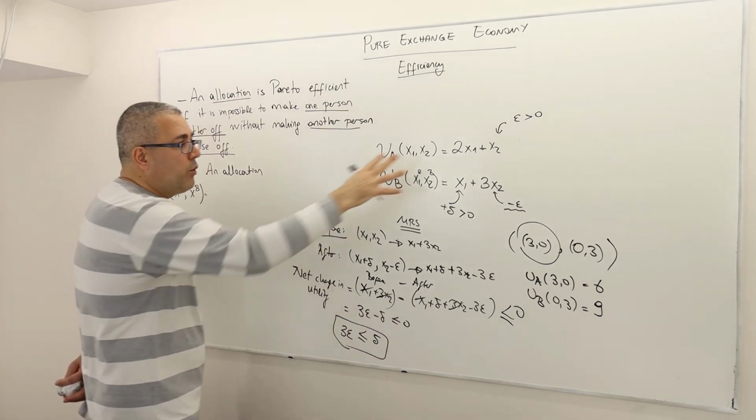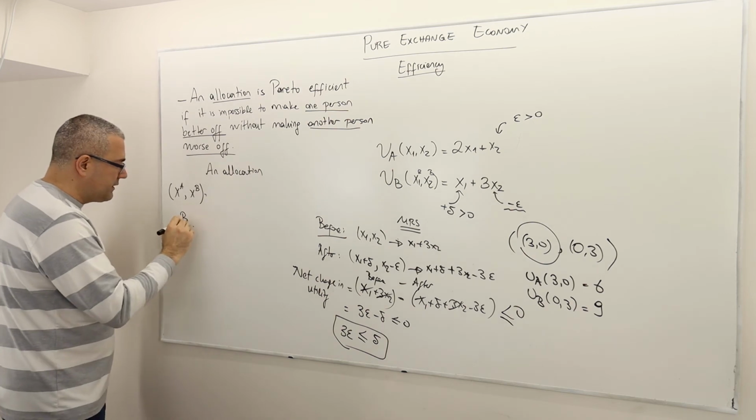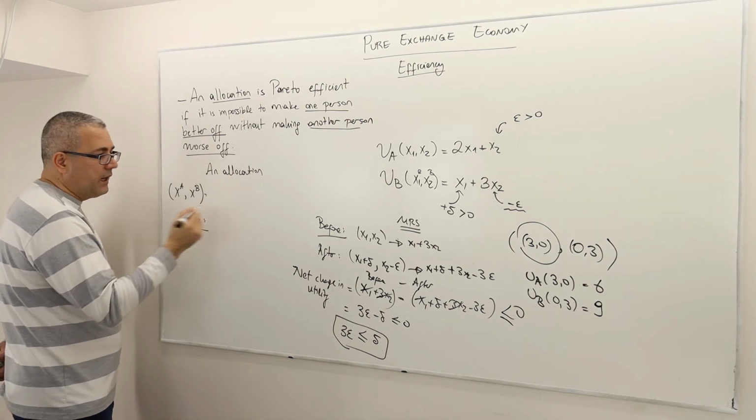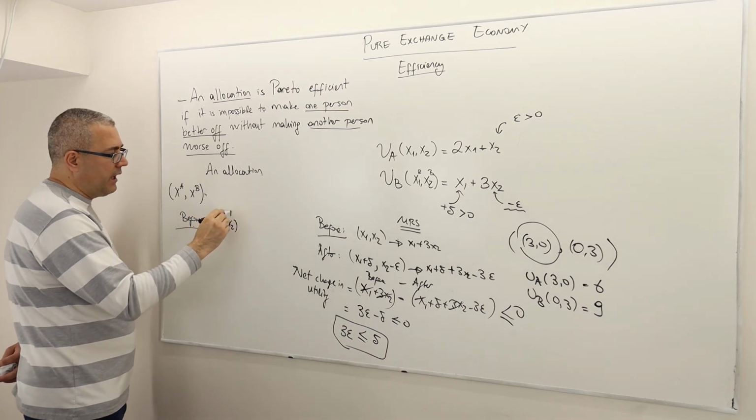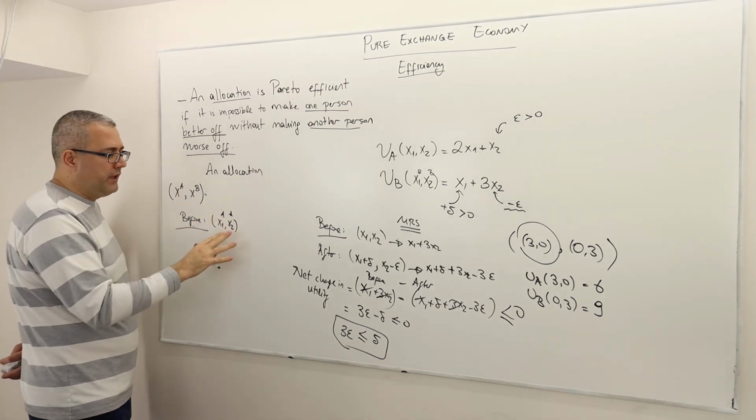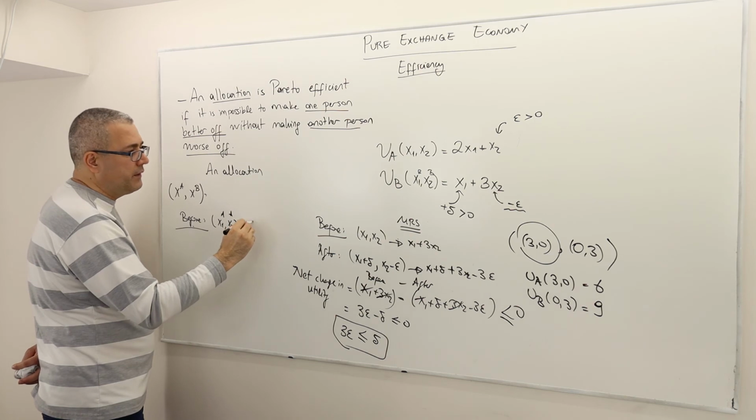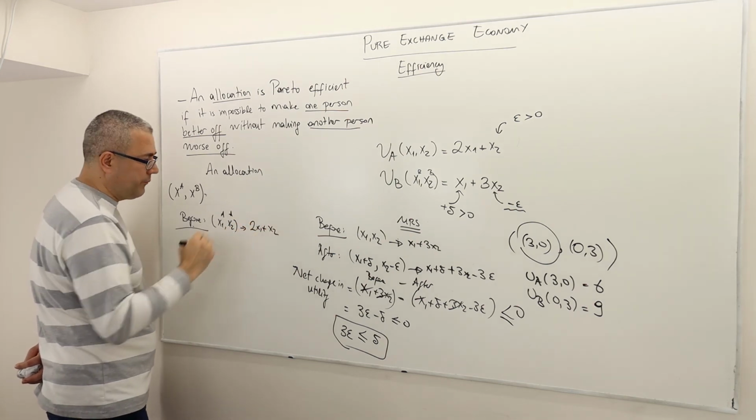But what about Anita? It's the same thing. Before, Anita is consuming x1, x2. But don't forget, these are A's, and I'm ignoring the A's here. And her utility is 2x1 plus x2.